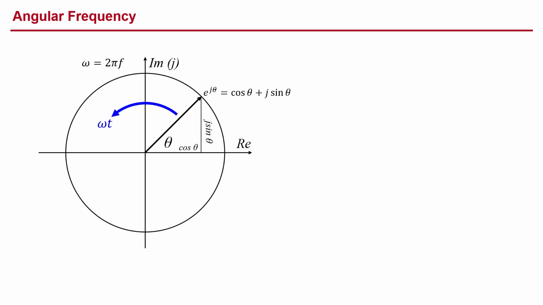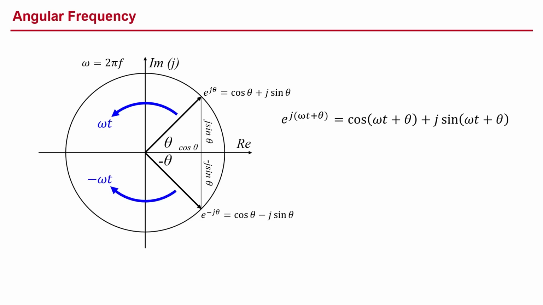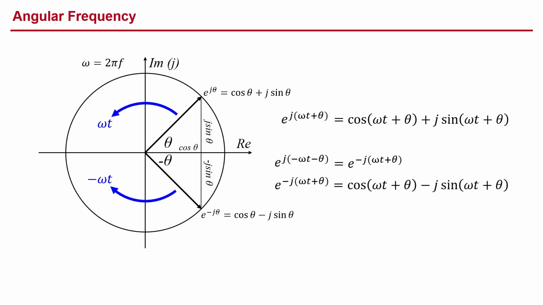If theta is our initial phase angle for our counterclockwise rotation, we include it in our expression as shown here. If minus theta is our initial phase angle for our clockwise rotation, our expression becomes e raised to the j times the quantity minus omega t minus theta. We can rewrite this as e to the minus j times the quantity omega t plus theta, expand it into its cosine and sine components, and we see that it is the complex conjugate of our expression for counterclockwise rotation.